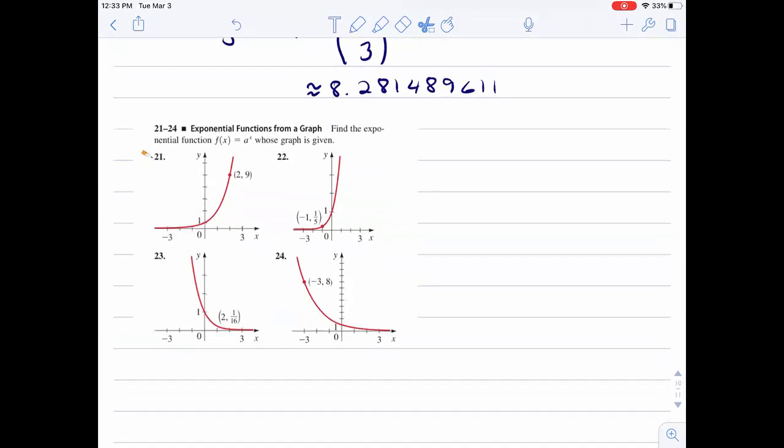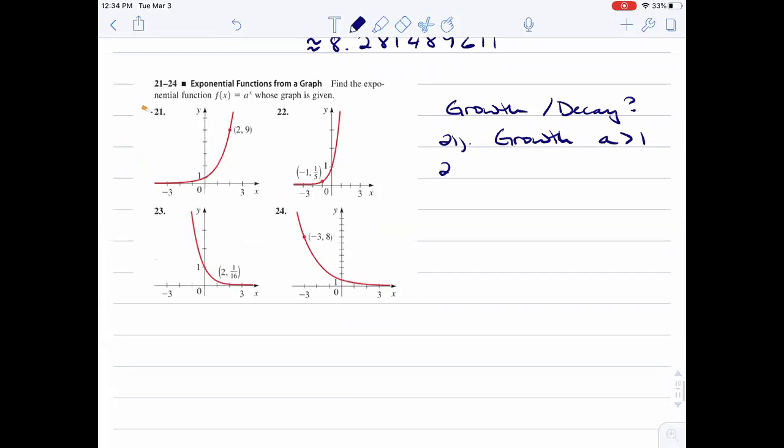So for each of these, we're given whether it's growth or decay, which is going to tell us a little bit about the base, whether it's greater than 1 or between 0 and 1. And so the first thing we can do is just talk about whether it's growth or decay, just to get an idea. For 21, we've got growth, which means that a must be greater than 1. 22, we've also got growth. So again, a must be greater than 1.